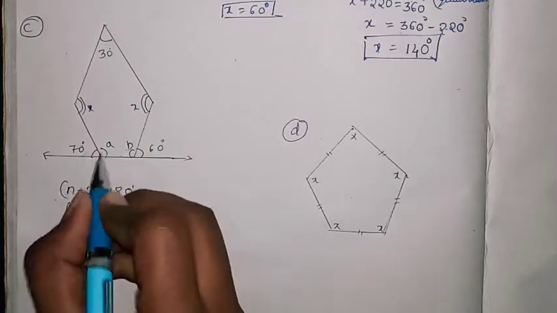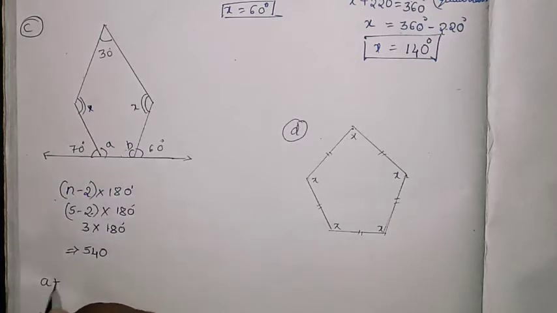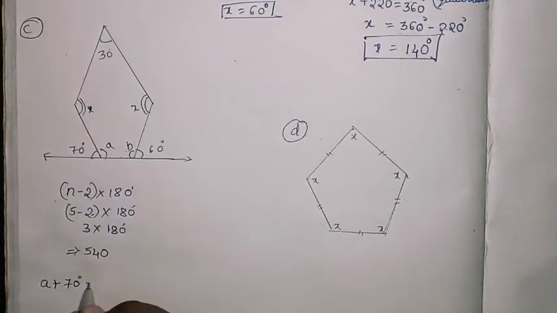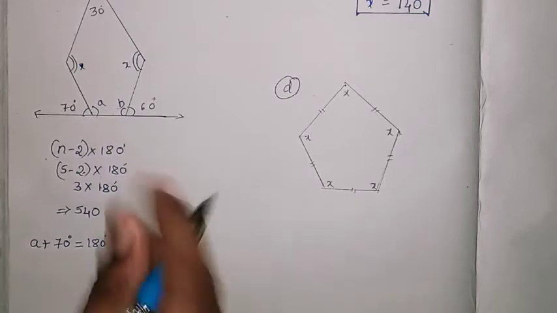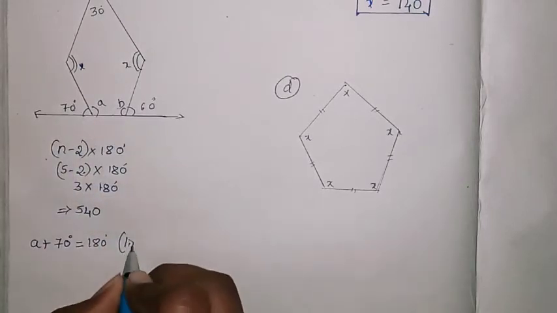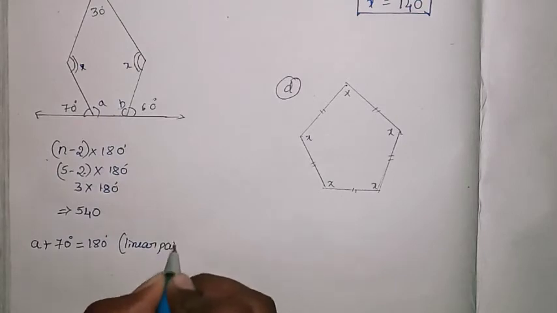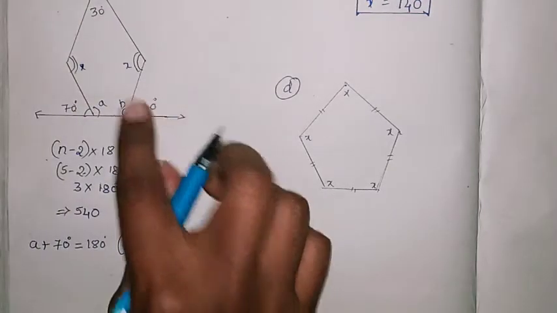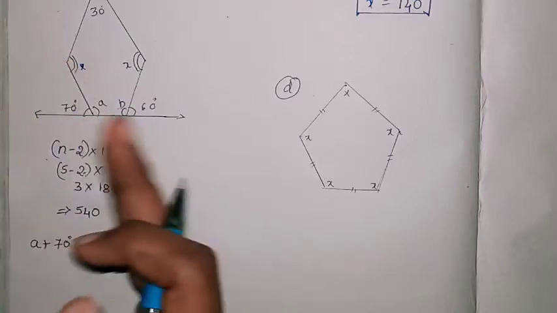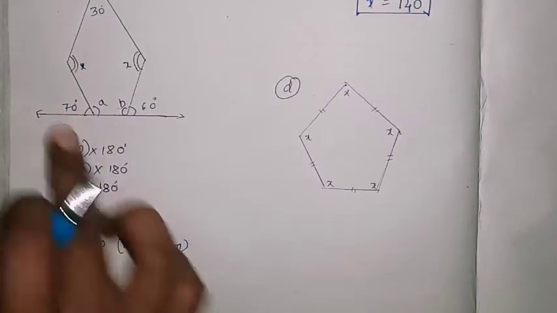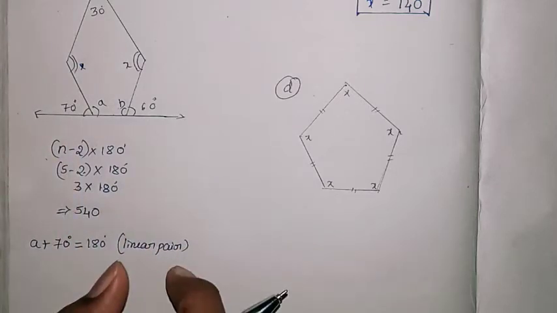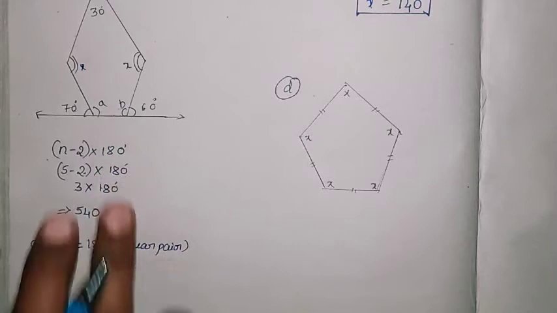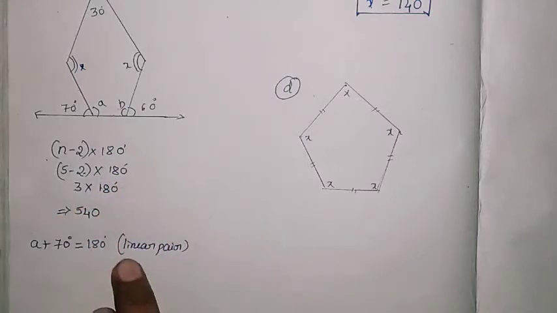From this we will find A plus 70 degrees, which is equal to 180 degrees. Why did you write this? You have to write the reason: in a straight angle, or whenever there is a pair, just write it as linear pair. Because in a straight line, if the angles are divided into two parts, the sum of the two angles in a straight line is called a linear pair. So when there are two angles, you can write linear pair.